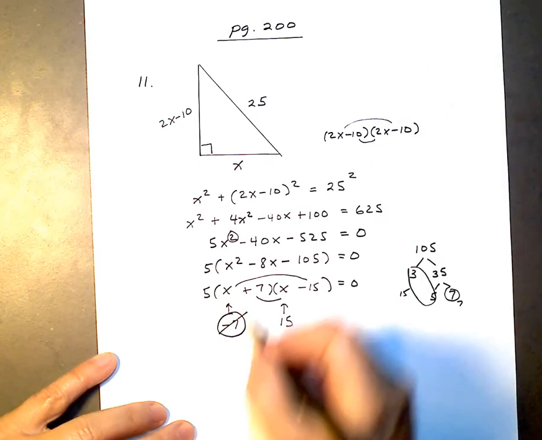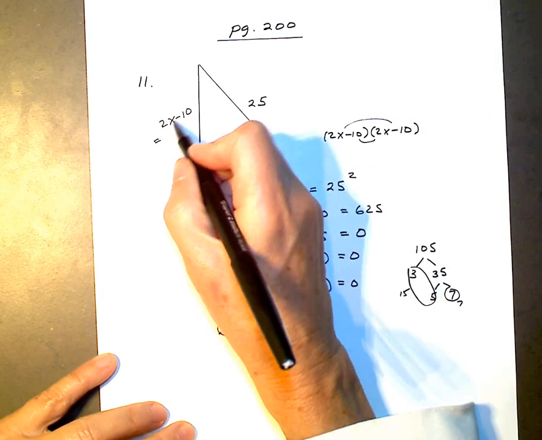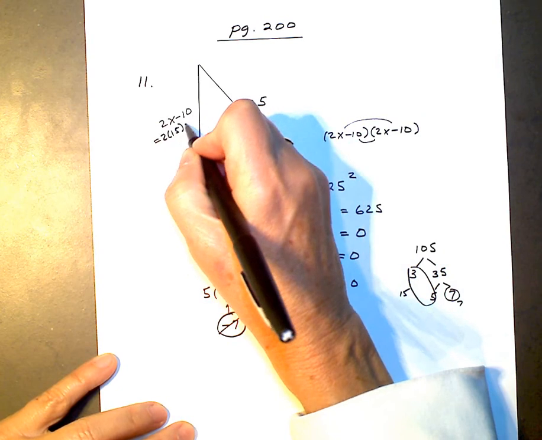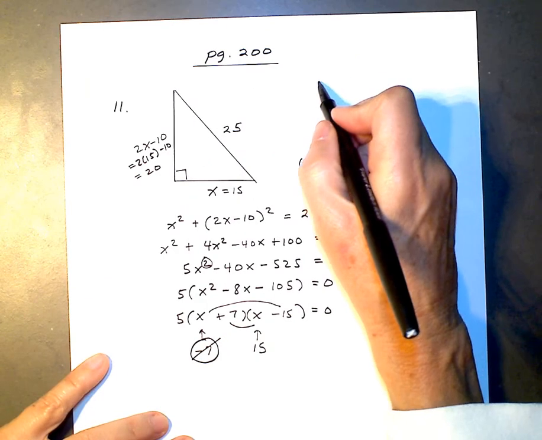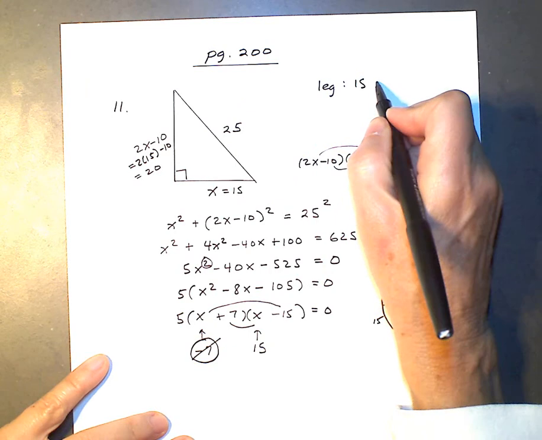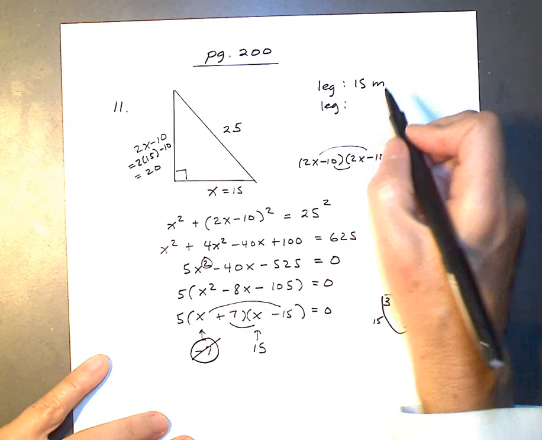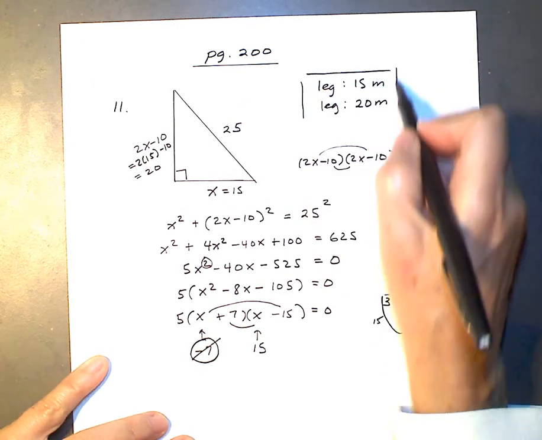So this side will be 15, and this side will be 2 times 15 minus 10, or 30 minus 10, or 20. So the answer to this one is that one leg is 15 meters, and the other leg of this is 20 meters. And that is that.